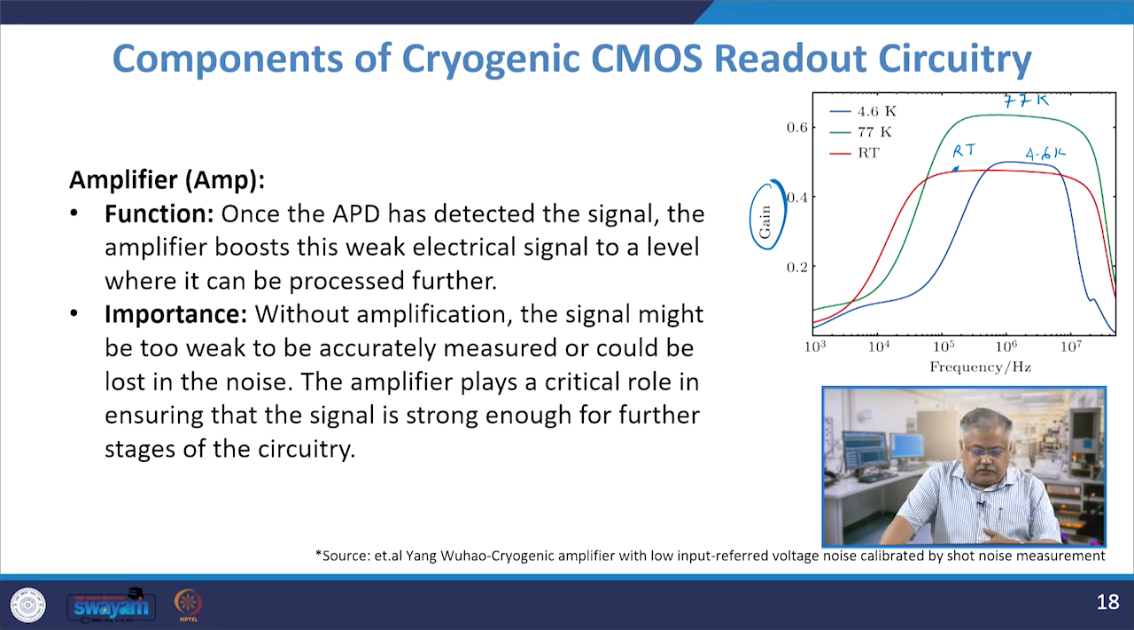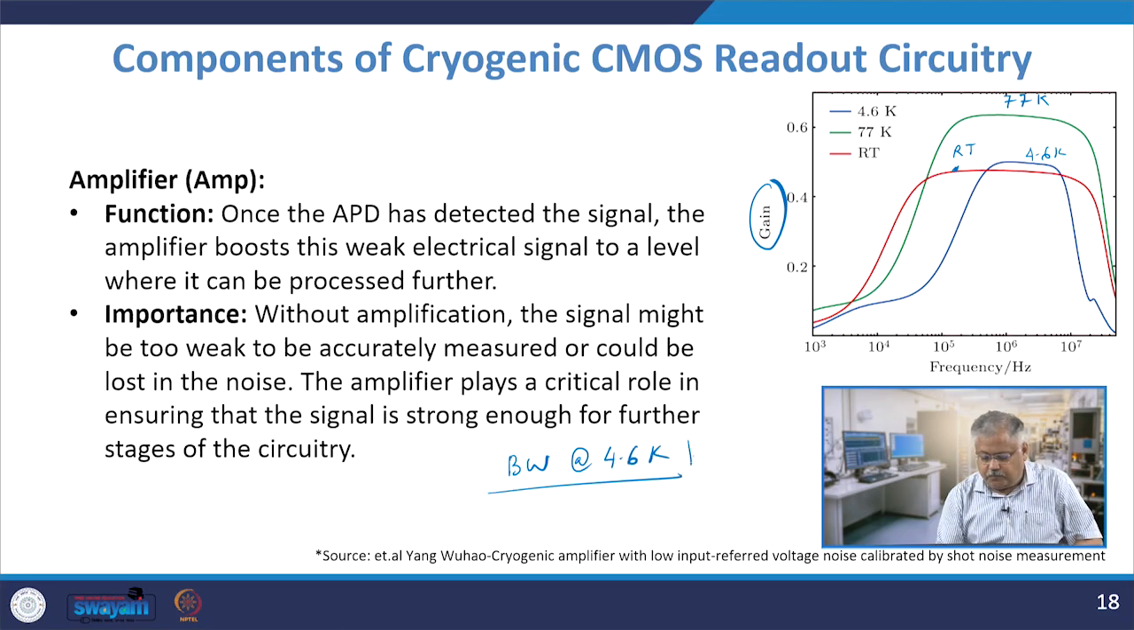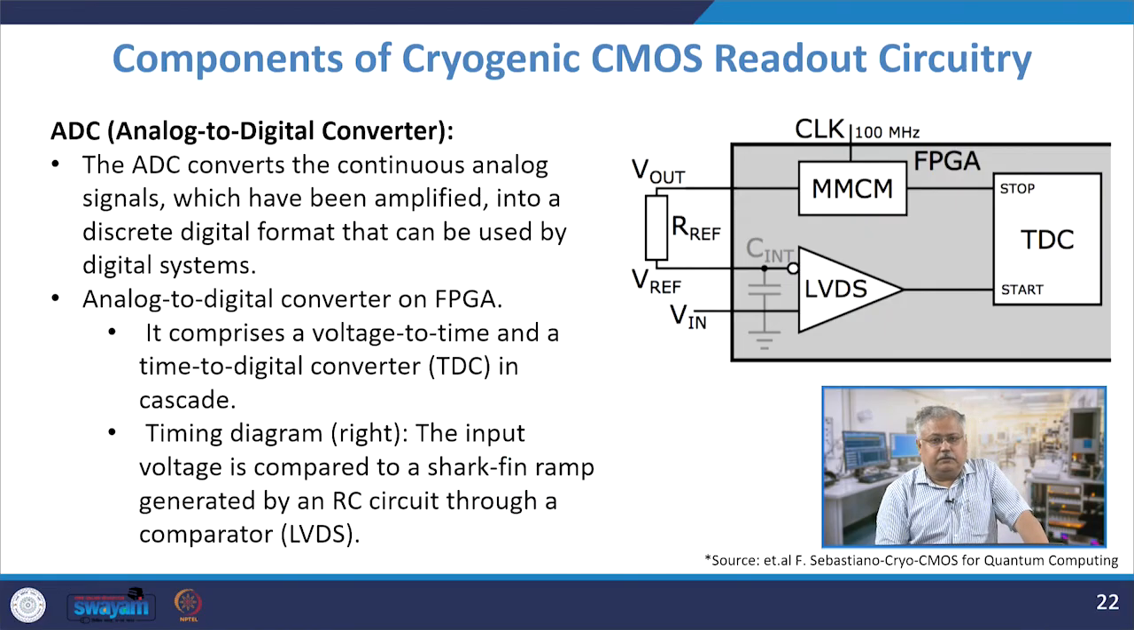As I discussed with you, the APDs are detecting the signal and trying to put in an amplification out of it. Now, the amplifier should be strong enough so that the signal which you are generating at the output amplifier will be able to drive the external resistance or external load in a proper fashion. On the right hand side, if you see clearly, your bandwidths are basically restricted at 4.6 Kelvin, they are pretty low, and that is one of the major issues which you will face while dealing with cryogenic CMOS readout circuitry. Now, let us look at the ADC, and the part of the ADC is basically a TDC.